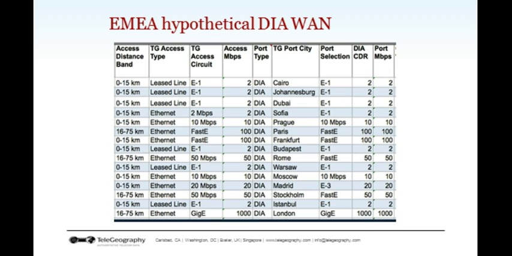So if we put this again into the context of a hypothetical wide area network, this time what we're going to do instead of adding in sites is just to switch all of those MPLS VPN sites that we introduced earlier over to a port technology of DIA. Now, in our first scenario that we're going to look at, we've kept all of the access lines the same and kept them in there. In the real-world scenario, that may or may not be the case.